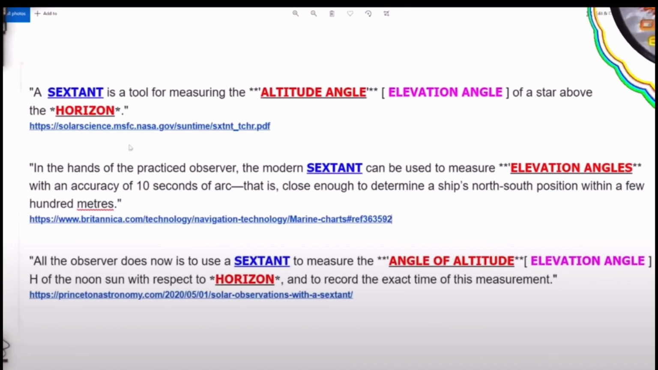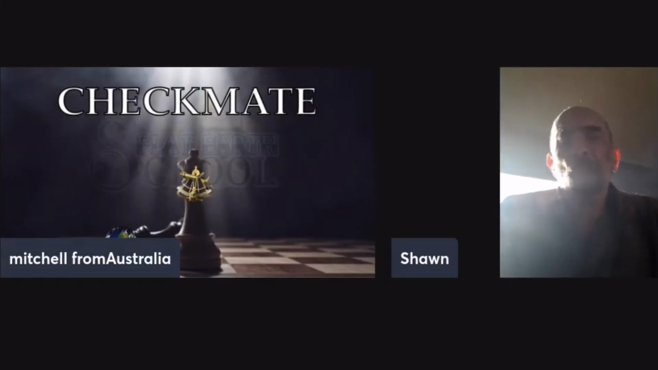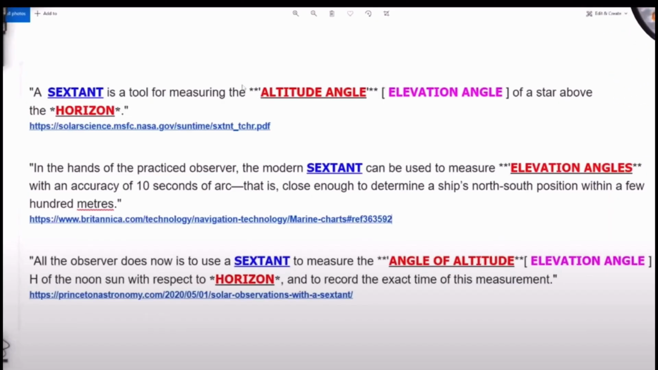A sextant, from NASA, our favorite source. A sextant is a tool for measuring the altitude angle, elevation angle of a star above the horizon. You're saying that there's a horizontal plane and that's above the plane of the Earth. That's two. The horizontal plane of your eyesight, of your eye line, of the telescope of the sextant. You're making a reading with a sextant. It's over. Right here with elevation angle. Elevation angle, you need a horizontal, flat, level, adjacent, period.